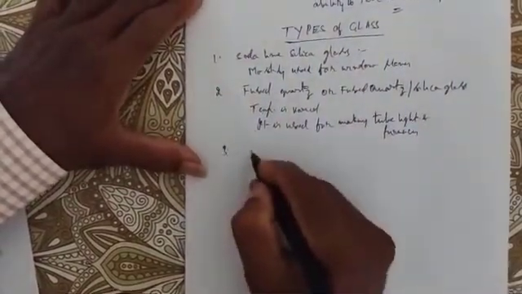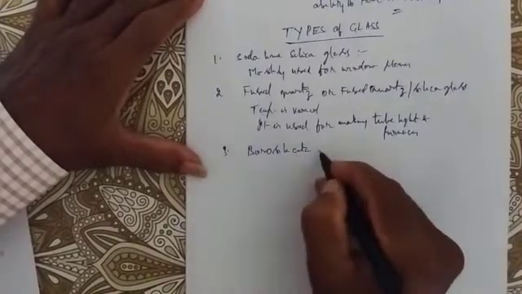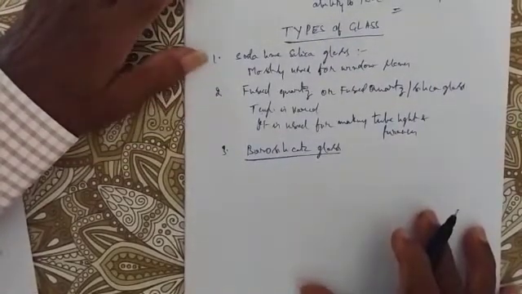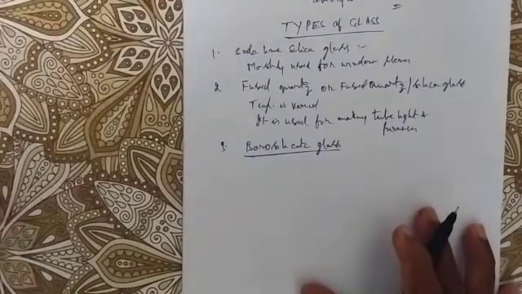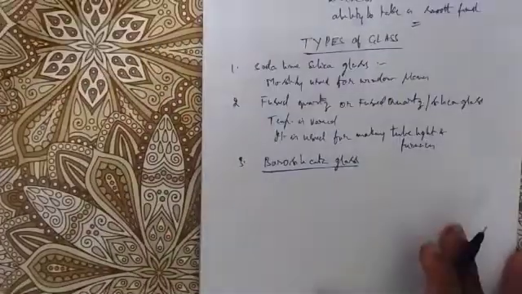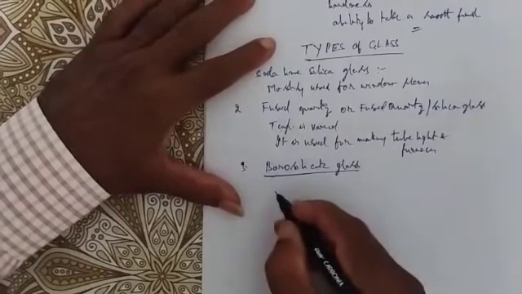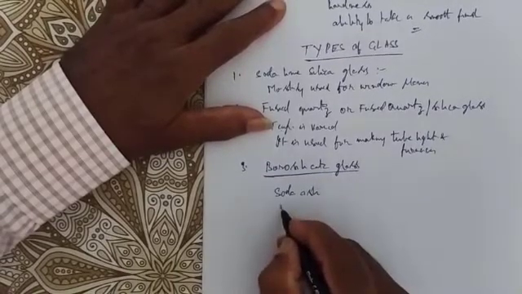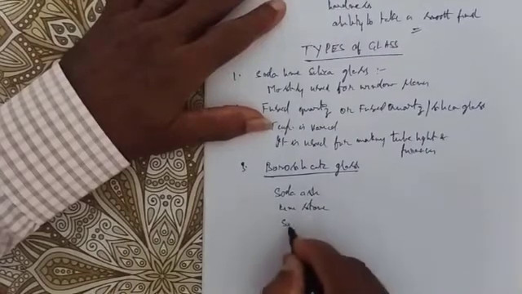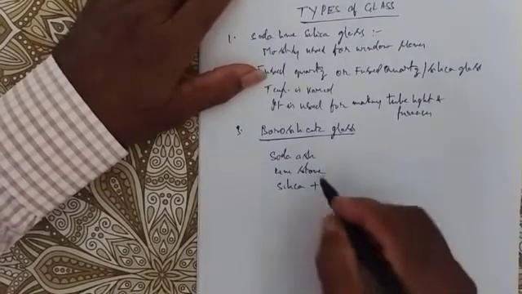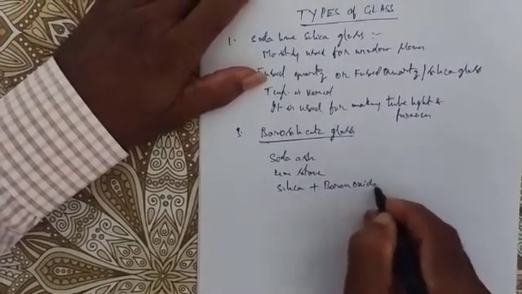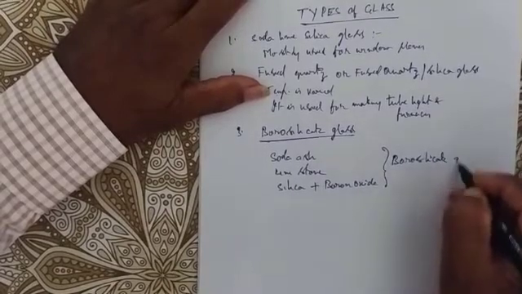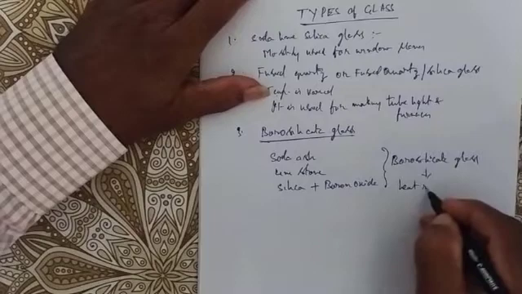Next one is borosilicate glass. So the varieties of glasses are obtained by adding a little quantity of other substances apart from soda ash and limestone. Therefore we get different types of glasses. Borosilicate glass means apart from the soda ash, limestone and silica, plus a small quantity of boron oxide. Therefore glass is obtained, and this is borosilicate glass. This borosilicate glass is heat resistant.